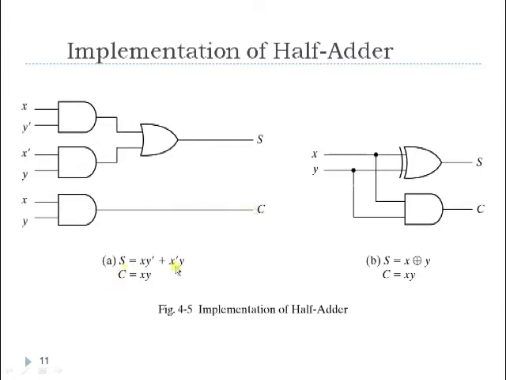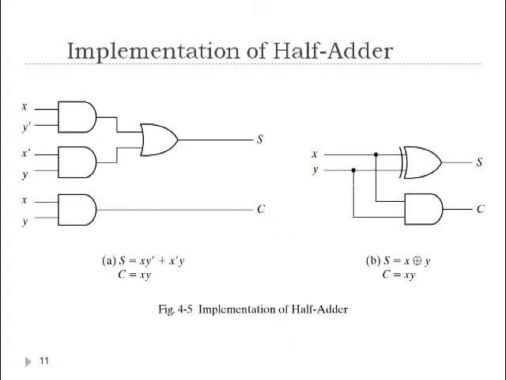As I told you, S is implementing XOR, so instead of all these three gates, I can go with only one XOR gate, and then one AND gate. This is the representation of a half adder circuit, which performs addition between two 1-bit operands. Here x and y are two 1-bit operands.